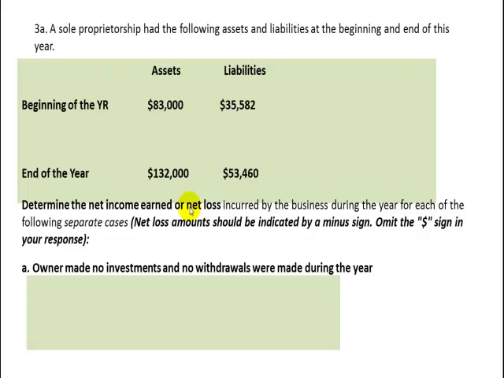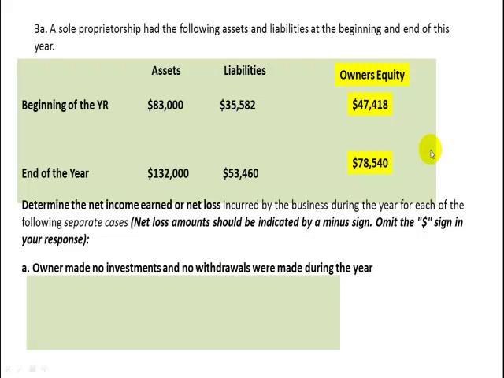So you're trying to find net income or loss. There's a couple of ways to work these problems, but this is the way I'm going to do it. I will find out what the owner's equity was at the beginning of the year by taking the difference between the assets and the liabilities, and the same thing at the end of the year to find the ending owner's equity. Beginning owner's equity is 47,418. Ending owner's equity is 78,540, and so you know that owner's equity went up by that amount of money between these two.